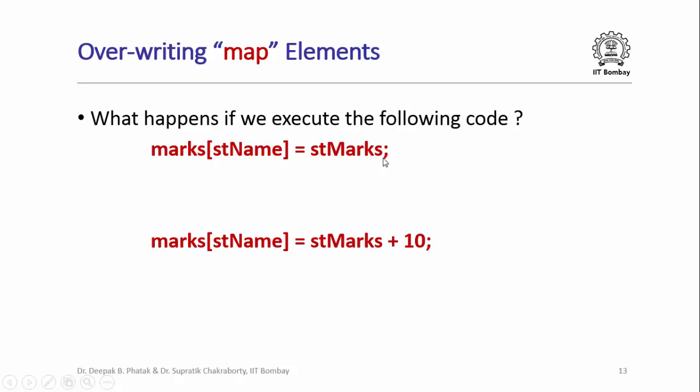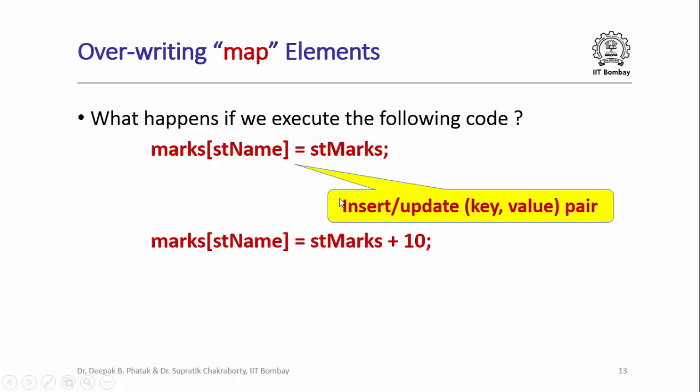In the first statement, I'm assigning stMarks to marks indexed by stName, and in the next statement, I'm assigning stMarks plus 10 to the marks indexed by stName. So when I execute the first statement, depending on whether there is already a key value pair with key matching stName, I may either insert a new key value pair. If such a key value pair with key matching stName did not exist, then I will insert a new key value pair with the key being stName and the value being stMarks. Or if a key value pair already existed with key matching stName, then I'm going to update the value of that pair with stMarks.